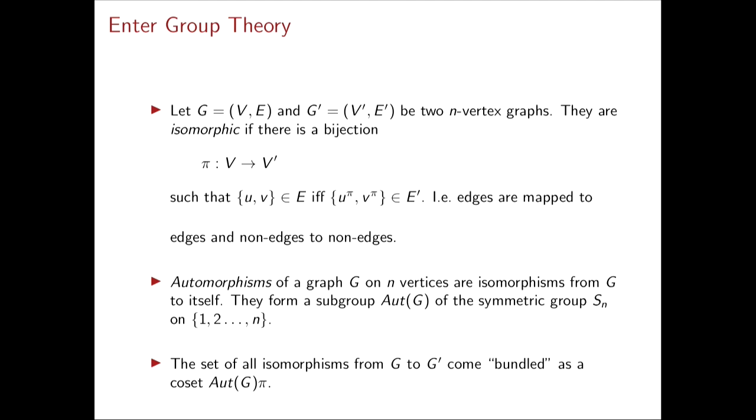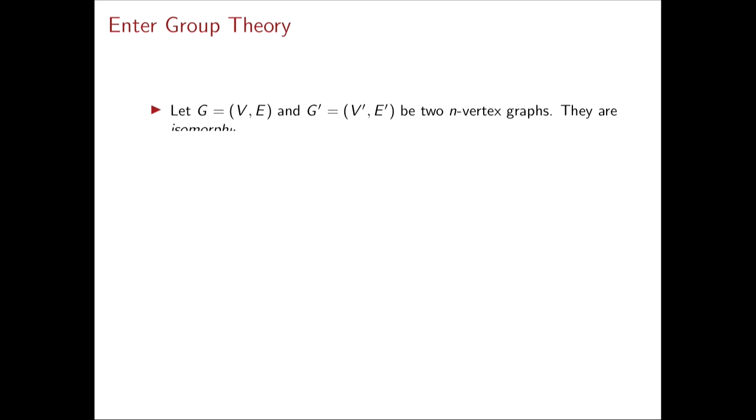Of course, it's not a coset sitting inside Sn, but if you think of V prime also as 1 to n, then it is a coset sitting inside Sn. So all the solutions come bundled as a nice coset. So it gives us the confidence that we can somehow lay our hands on it. Unlike other combinatorial NP-complete problems, where solutions don't have any structure where you can put them nicely together.